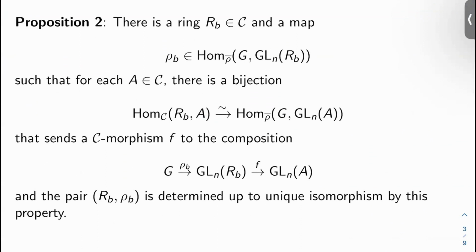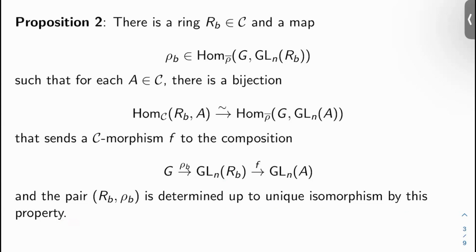So here's what proposition 2 says. There is a ring R_B in C and a map rho_B in the rho bar maps from G to GL_N of R_B, such that for each A in C, there's a bijection between C maps from R_B to A and rho bar maps from G to GL_N of A. That sends a C morphism F to the composition of F with rho_B, which is a map from G to GL_N of R_B, followed by a map from GL_N of R_B to GL_N of A. And the pair R_B, rho_B is determined up to unique isomorphism by this property.